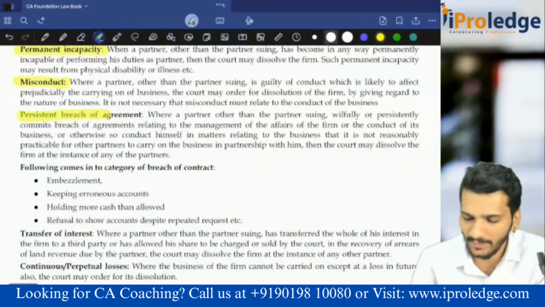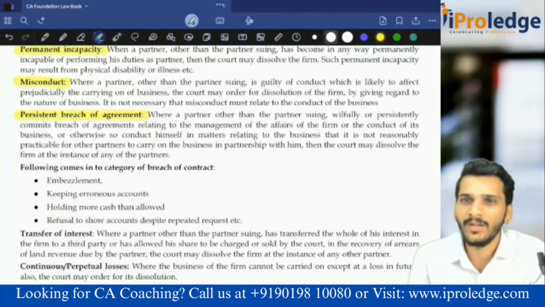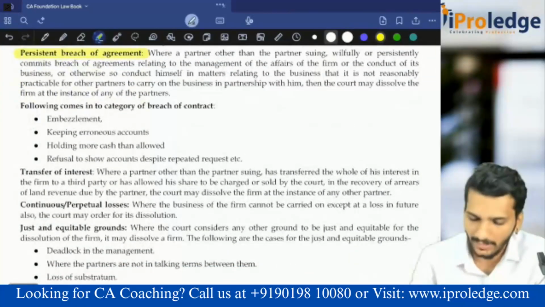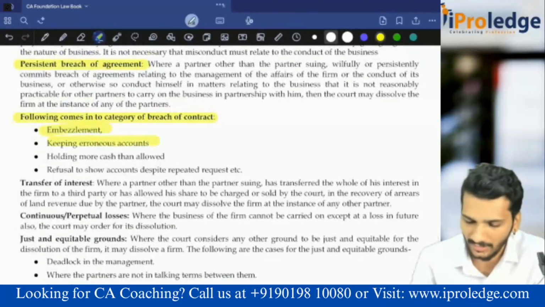Then persistent breach of agreement. What is persistent? Continuous. You did not file the income tax, did not file the GST, continuously doing all those things, then you have to compulsorily dissolve that. Then following comes into the category of the contract. One is embezzlement, those things.